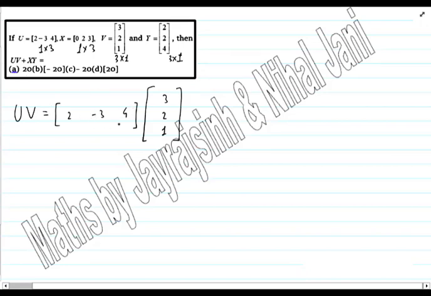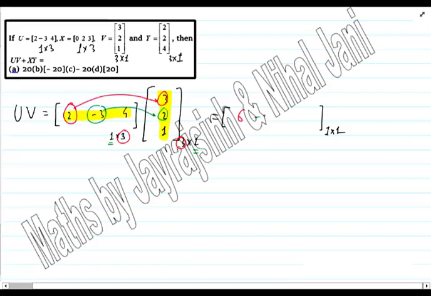Fatafat, let's begin with UV. U is order of 1 cross 3, V is order of 3 cross 1. So they satisfy the condition of multiplication and the answer will be order of 1 cross 1. So we will have only one element, right, which will be obtained from multiplying the first and only row and the first column. So let's multiply 2 with 3, 6, and minus 3 with 2 will give us minus 6, and finally 4 with 1 will give us plus 4. So we can say the final answer is 4.